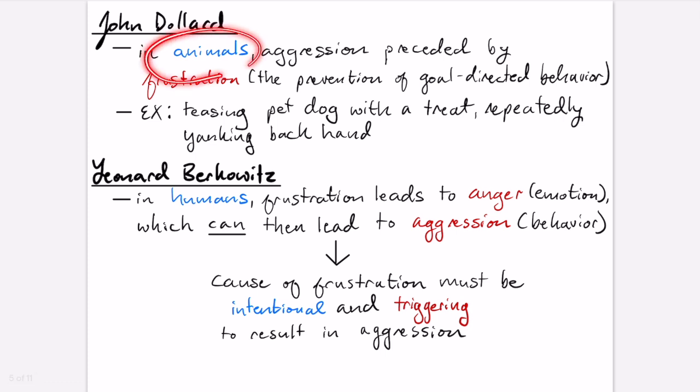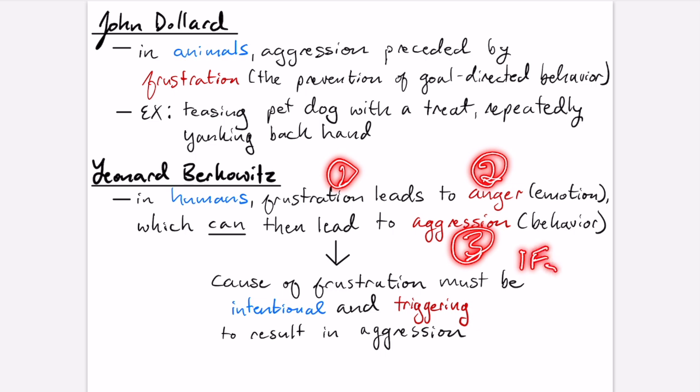Now, whereas John Dollard studied animals as it related to frustration and aggression, in humans, we're more going to focus on Leonard Berkowitz. So he believed that frustration leads to anger, which is an emotion, which can then lead to aggression, which is a behavior. So emotion equals behavior sometimes. The cause of the frustration, however, must be intentional and triggering. So if we know it wasn't an intentional frustration, then we're less likely to respond with aggression.